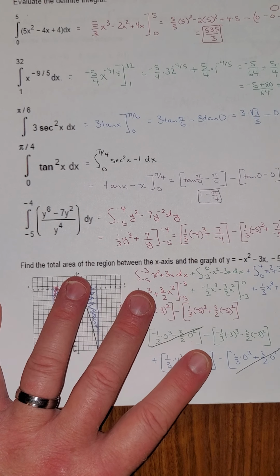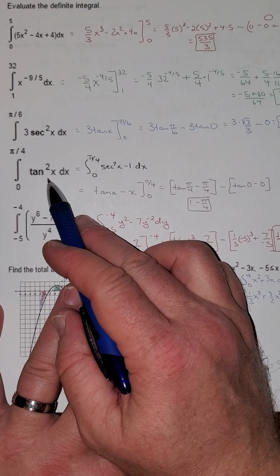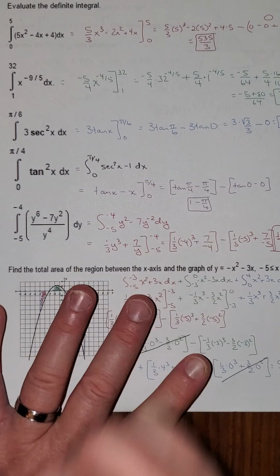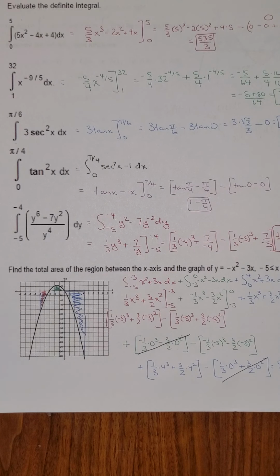Once you get good at this, this starts to flow. Tangent squared. What the heck? When I go back to my formula sheet, I don't see tangent squared. I can't use a power rule here because it's not x squared. It's a function squared. That's a big difference. We're going to get into that later.